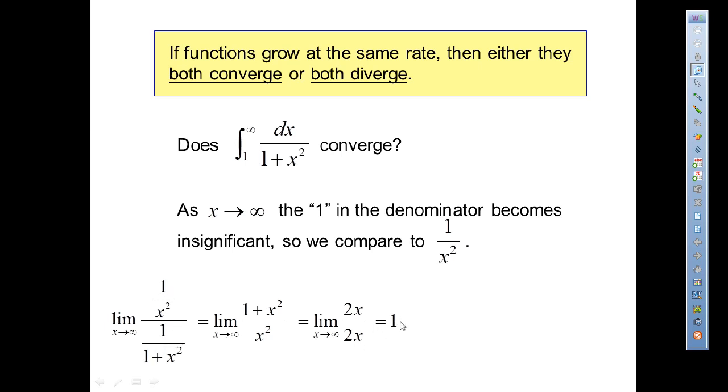So in this case, this is proving that what? These are going to grow at the same rate. And 1 over x squared we know converges, and if this grows at the same rate, it must converge as well.